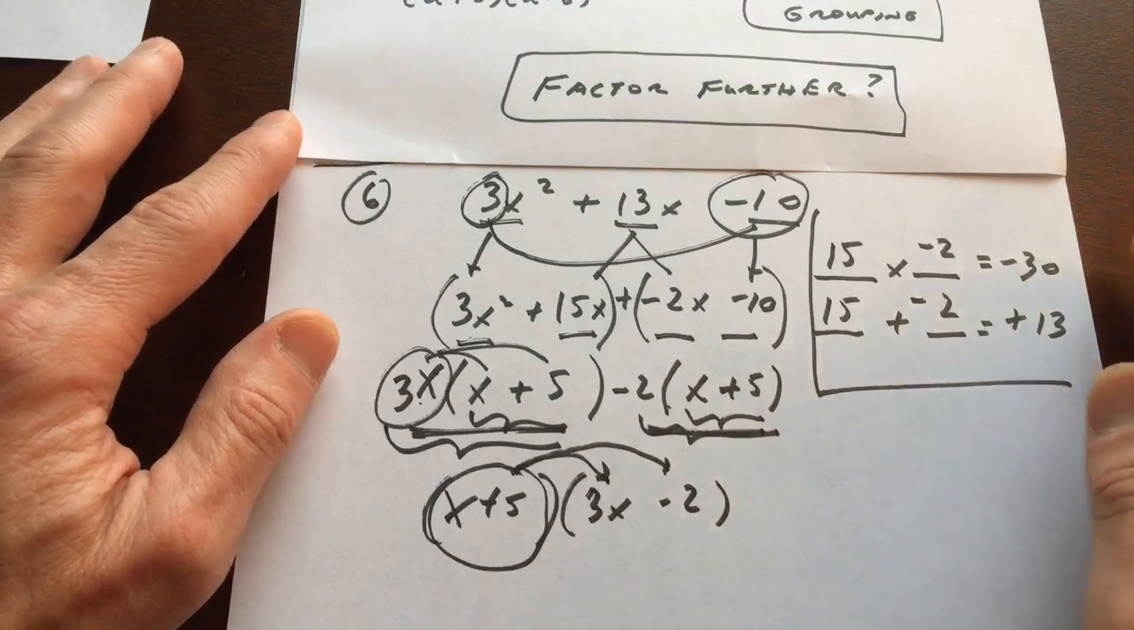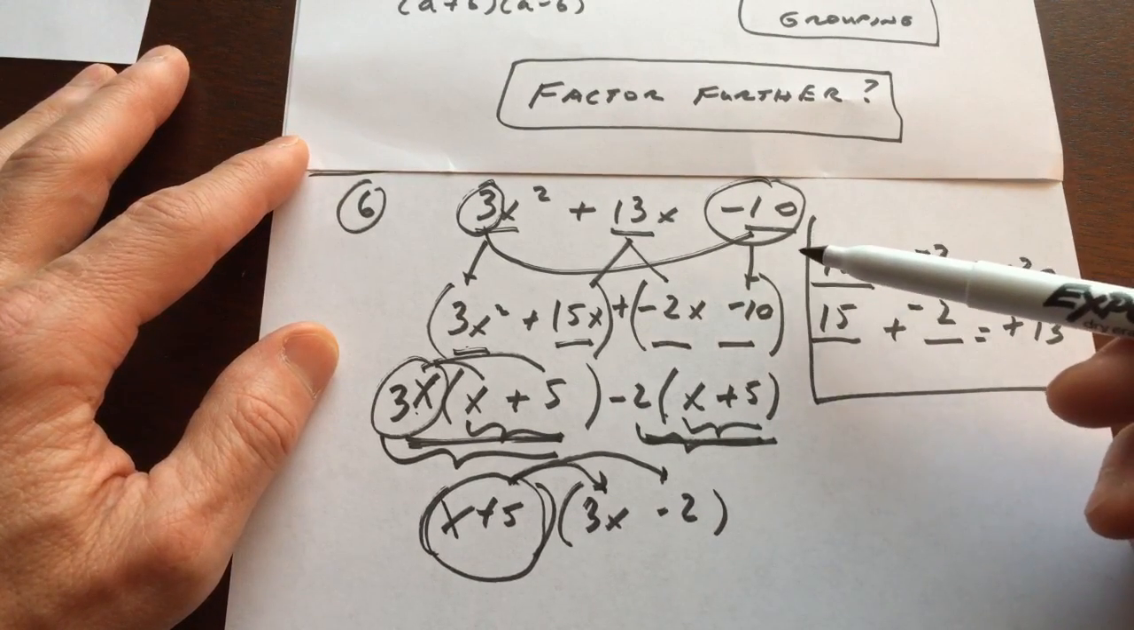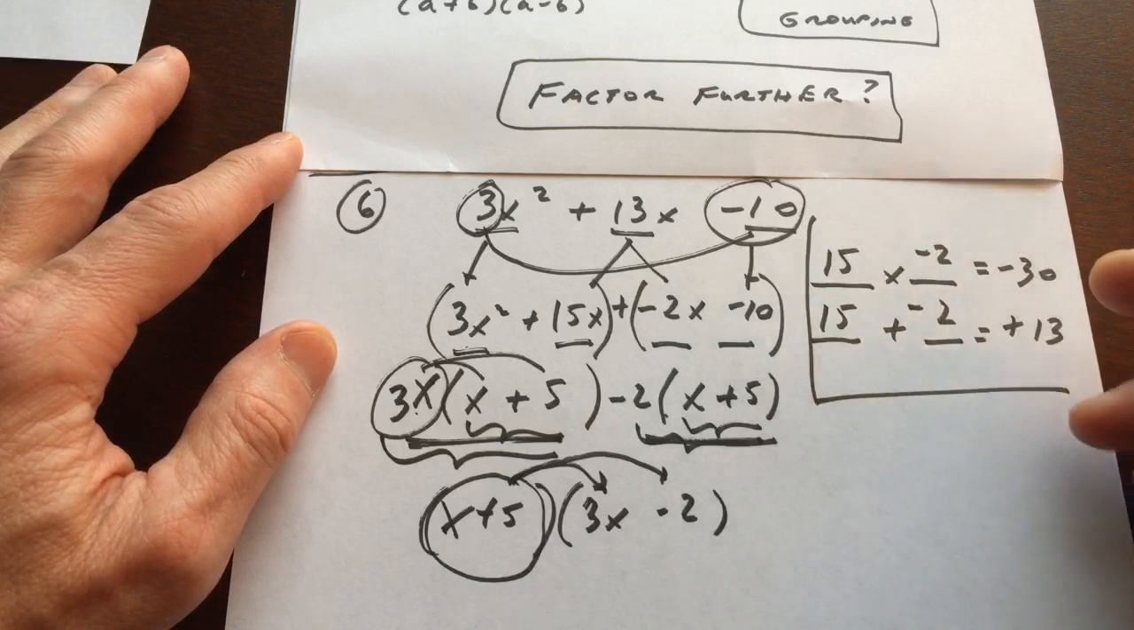So any questions about splitting the middle term and factoring by grouping like we did in question number 6 here? Any questions about that?